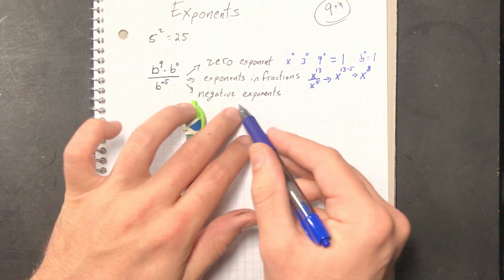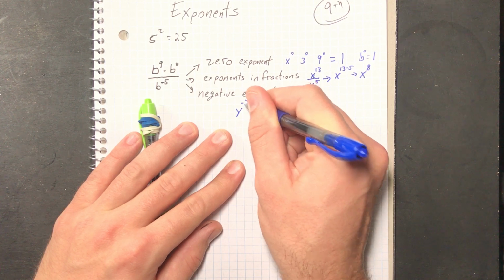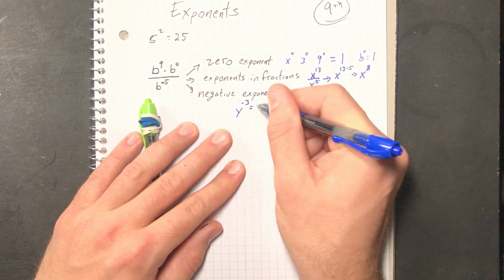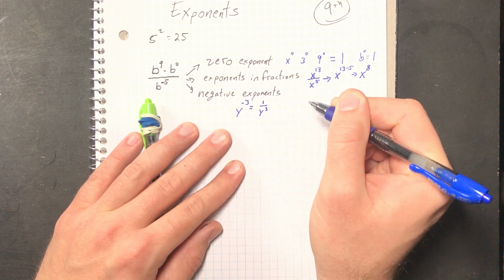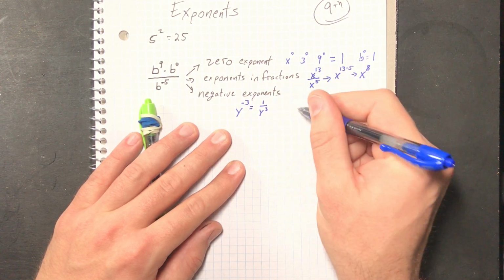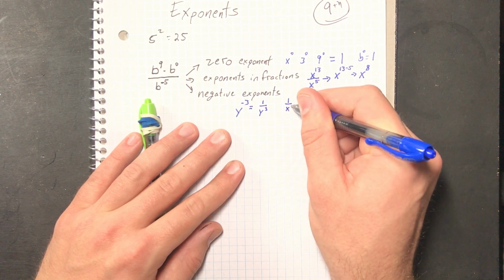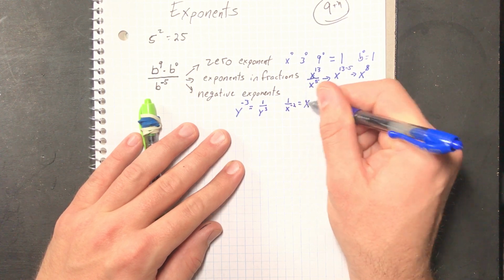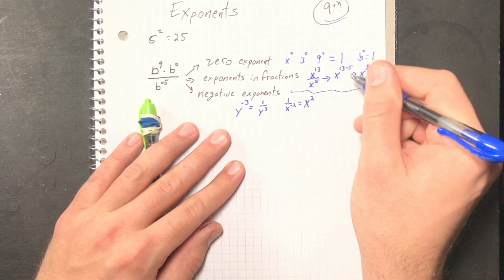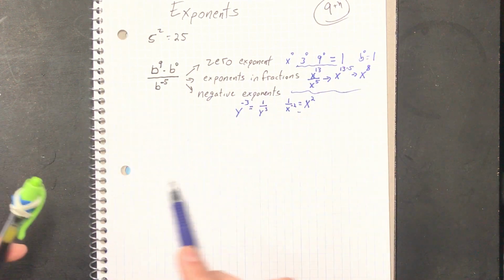Now negative exponents. If you have y to the negative 3, that's the same thing as saying 1 over y to the 3rd. Alternatively, if you have something like 1 over x to the negative 2, that's the same thing as saying x squared. All right, let me draw little lines between here. Cool. So those are the 3 concepts that this is playing with here.